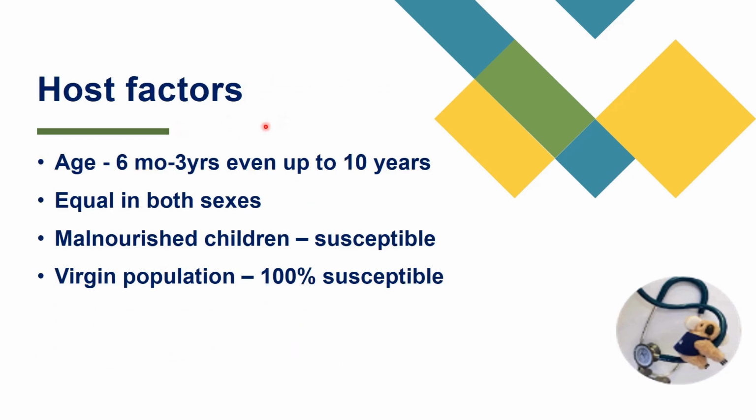Host factor. The common age is 6 months to 3 years. It can occur even up to 10 years. It occurs with equal frequency in both sexes, and it is more commonly seen in malnourished children who are immunologically compromised. And in a virgin population, that means a population never exposed to measles virus, the susceptibility is 100%.